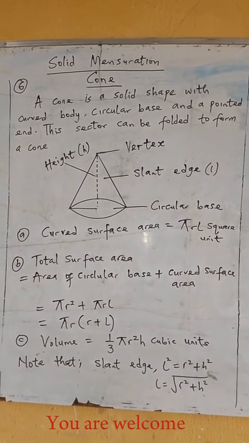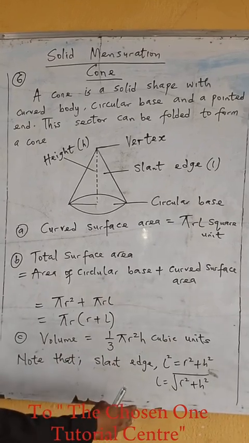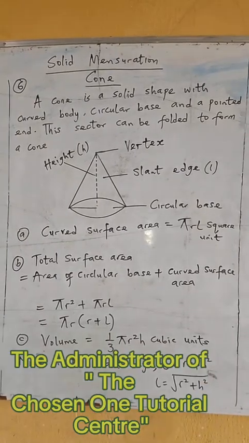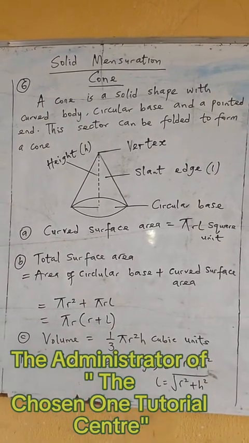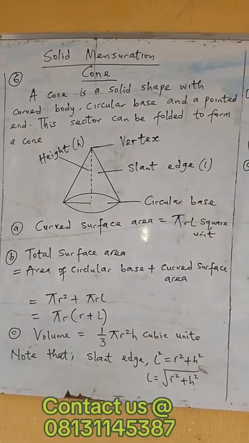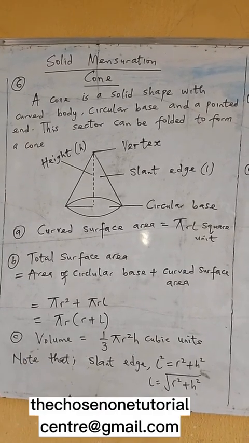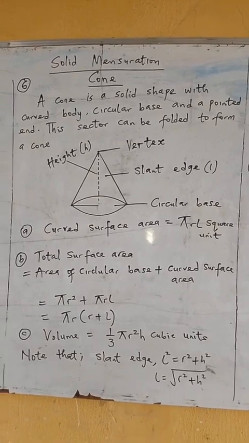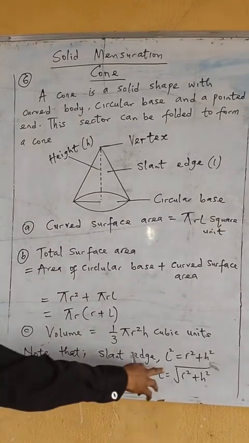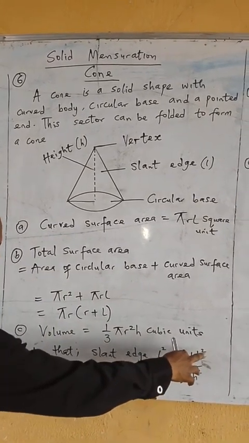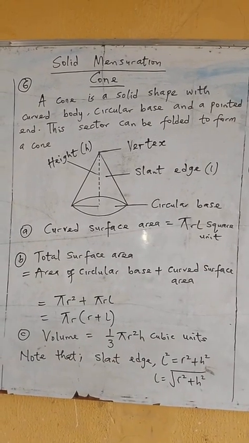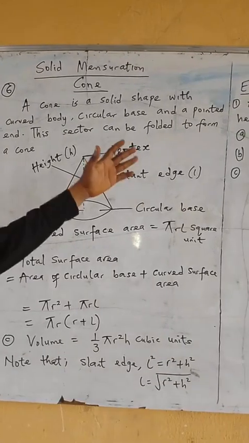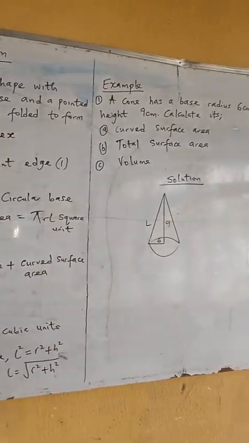Note that the slant height, this l that we are talking about, the slant edge, comes from r squared plus h squared. I don't know whether you remember Pythagoras theorem, where we talk about the sides of a triangle. Hypotenuse squared is equal to adjacent squared plus opposite squared. So that's where we derive that. So l squared is equal to r squared plus h squared, and if you want to find the exact value of l, that will be the square root of r squared plus h squared. Let's solve the relevant examples given.